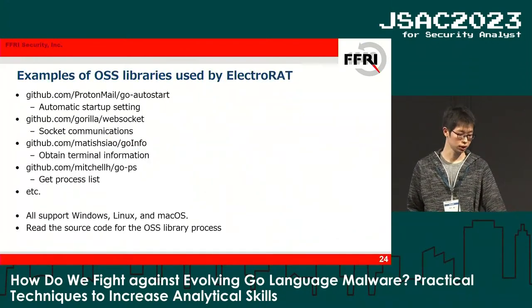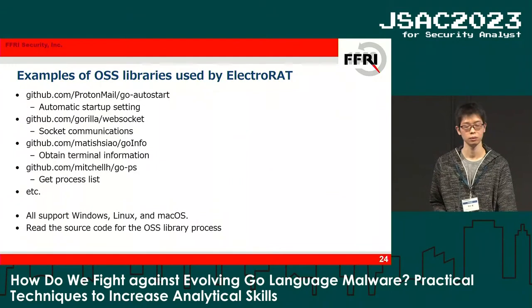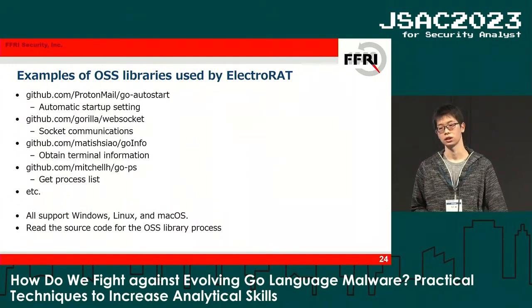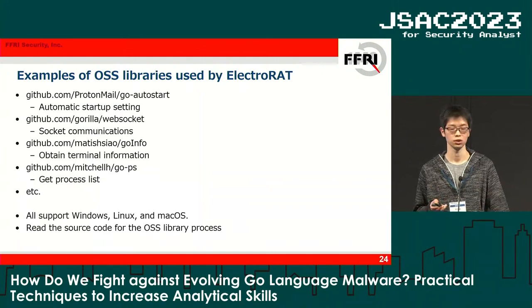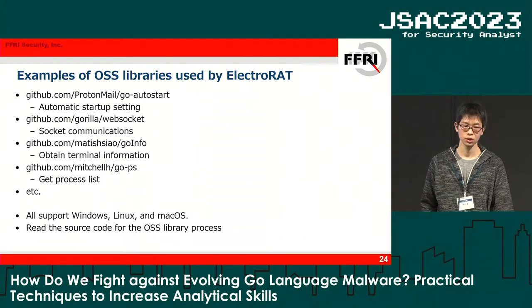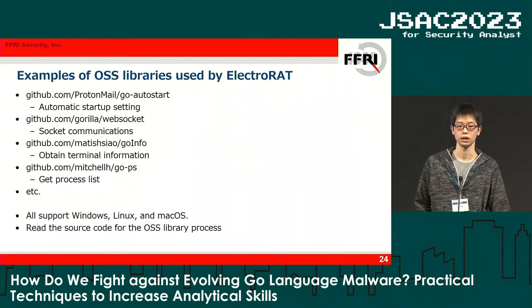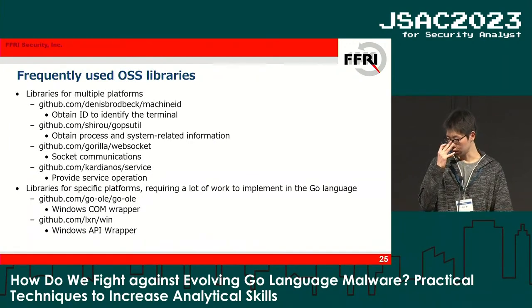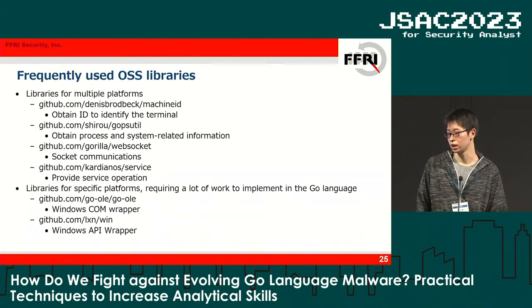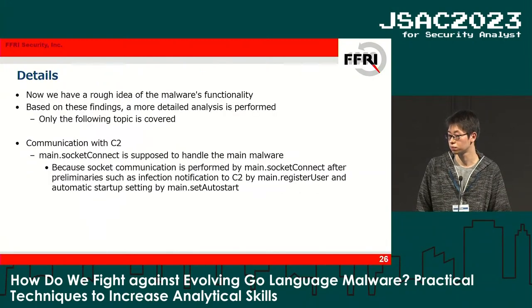Other than that, with Electrorat, OSS is being used, and it's compatible with Windows, Linux and macOS, so attackers can use these multiple tools. But the repository path can be taken, and we can make an efficient analysis that way. And there are frequently used OSS libraries. On the first day, similar information was given, so I will skip this.